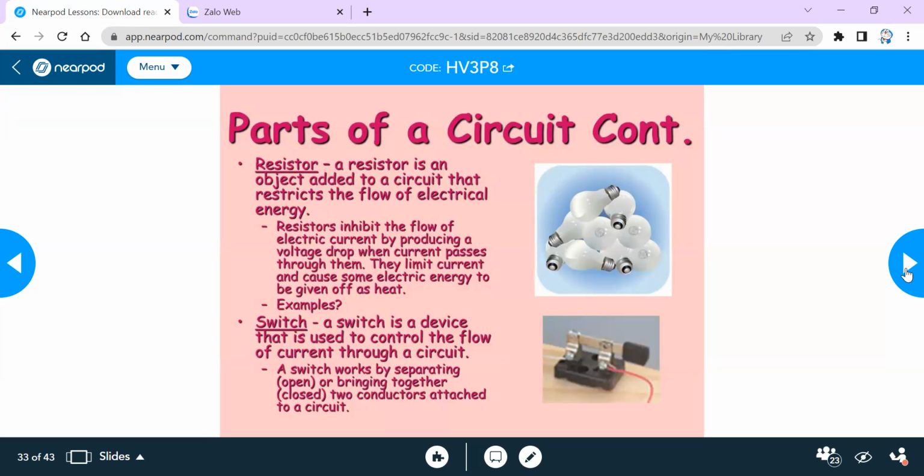We have another thing called the switch, which is used to open or close a circuit by controlling the flow of the current. For example, in your room, your light, you have a switch to turn on and off. When you switch on, it means the circuit is closed. When you switch off, the circuit is off.